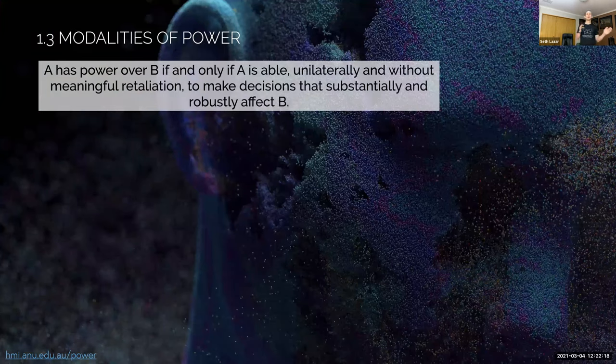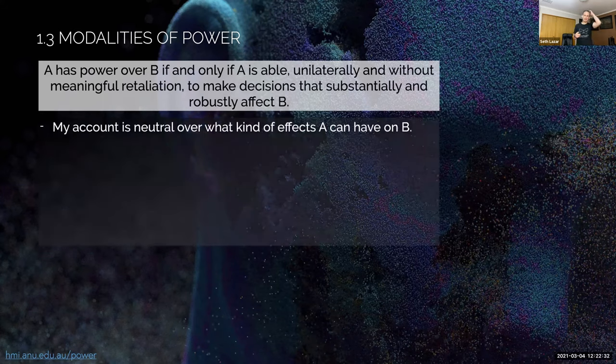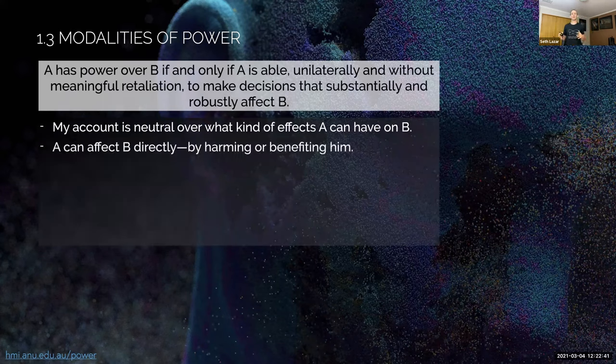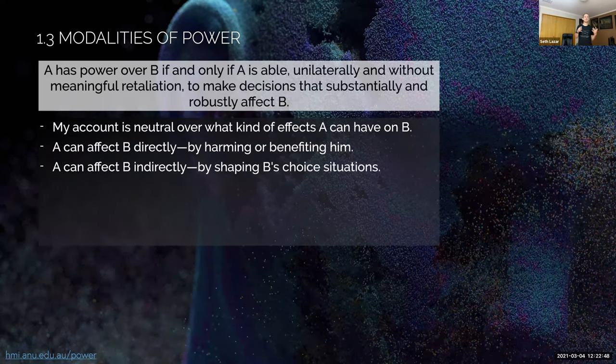So again, A has power over B if and only if A is able, unilaterally and without meaningful retaliation, to make decisions that substantially and robustly affect B. And I'm now going to talk about the modalities of power, the ways in which power can be exercised. Because as you'll see from my definition, my account is neutral over what kinds of effects A can have on B. I talked about being able to harm or benefit B, so A can affect B directly. But that's not the only kind of effect. You can also affect B indirectly by shaping B's choice situations. So what do I mean by a choice situation?